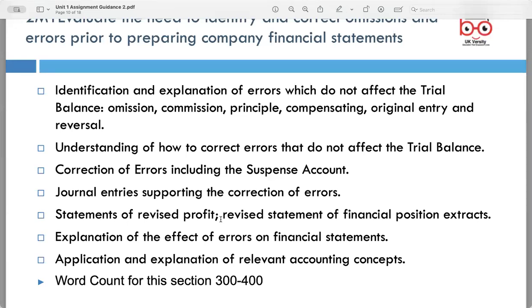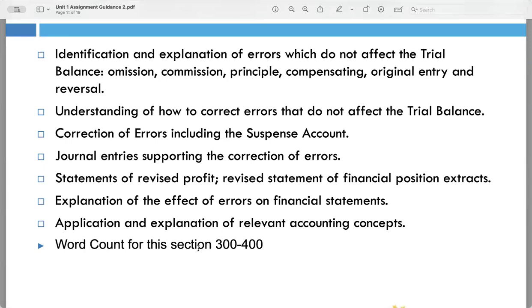Then the effect of errors on financial statements. Explain the implication of errors on financial statements. Discuss how uncorrected errors can misrepresent financial performance and position, affecting stakeholders' decisions.